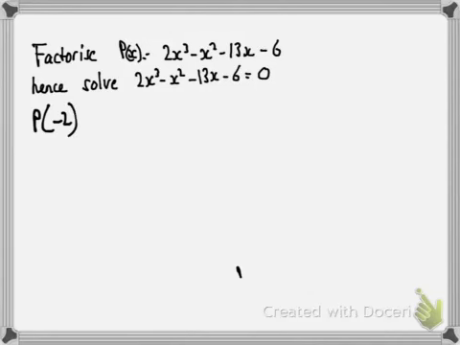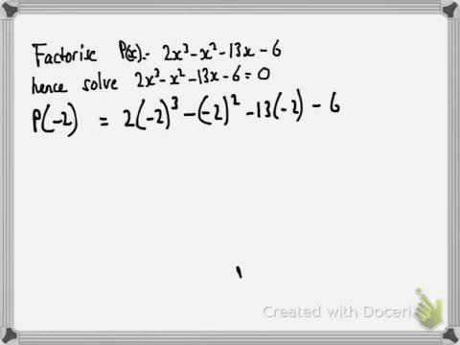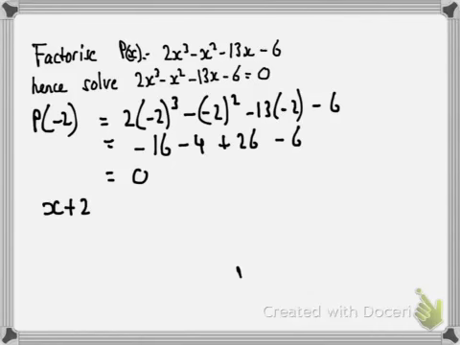P of negative 2. That's going to be 2 times negative 2 cubed minus negative 2 squared minus 13 times negative 2 take 6. Okay, so that's P of negative 2. Equals negative 16 take 4 plus 26 minus 6. Well, that comes to 0. And that's great, right? Because that means that x plus 2, opposite sign, is a factor. Okay. Excellent, we've found one factor.